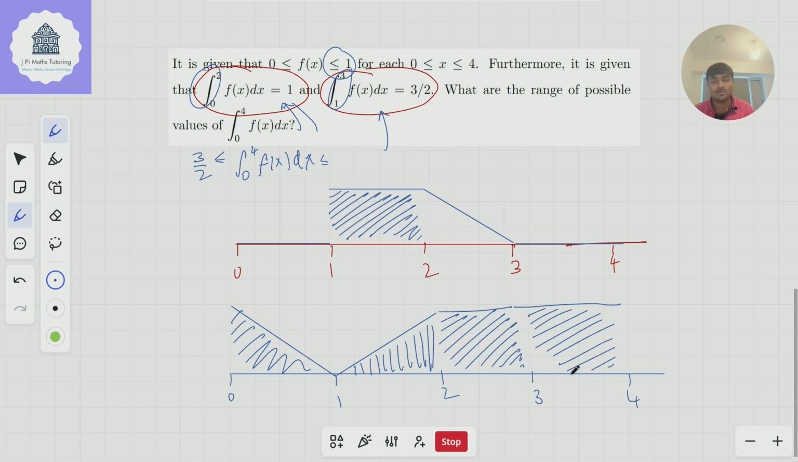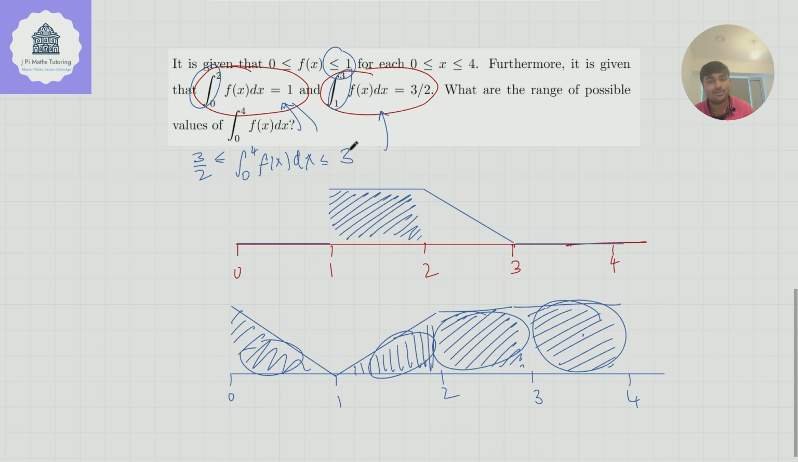And so what's the maximum possible value? Well, it's 1 plus 1 plus 2 halves, so 3. So the integral from 0 to 4 of f of x dx is any number between 3 over 2 and 3. Hopefully that makes sense.